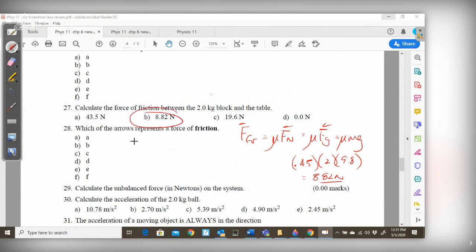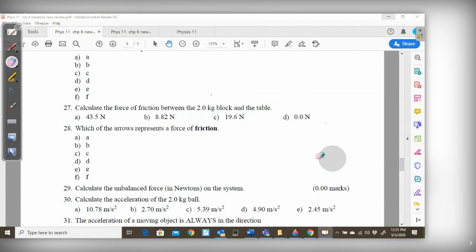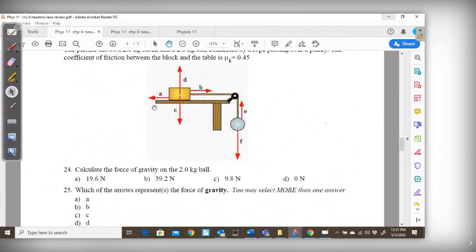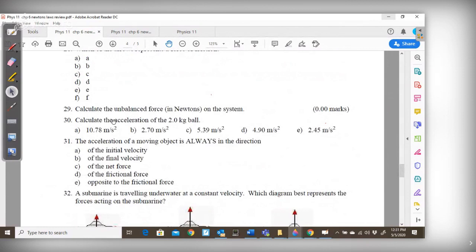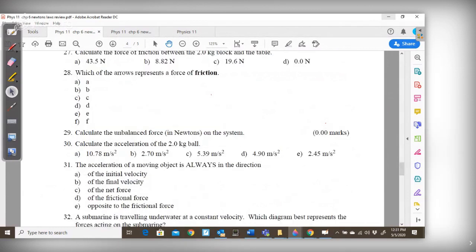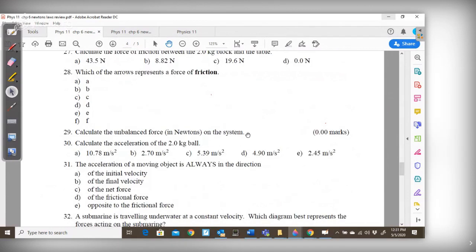Which of the arrows represents the force of friction? And we'd have to take a look. The force of friction is A. That is the force of friction. Then it says 29, calculate the unbalanced force in newtons on the system.